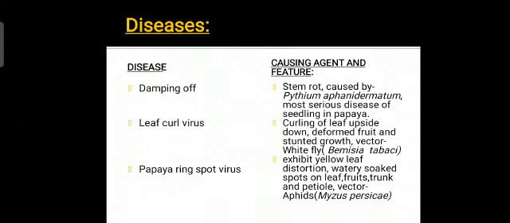Papaya ring spot virus. It exhibits yellow leaf distortion, water soaked spots on leaf, fruit, trunk and petiole, and the vector is aphids, which is Myzus persicae.